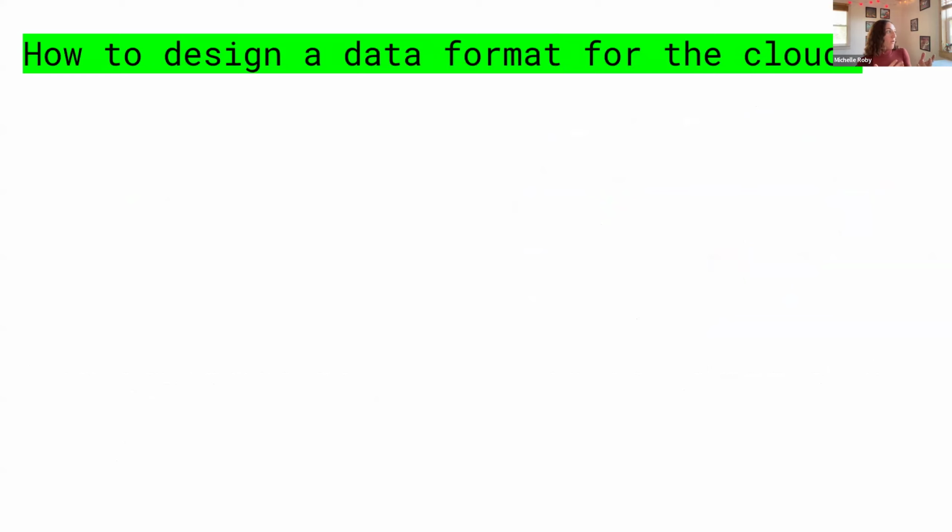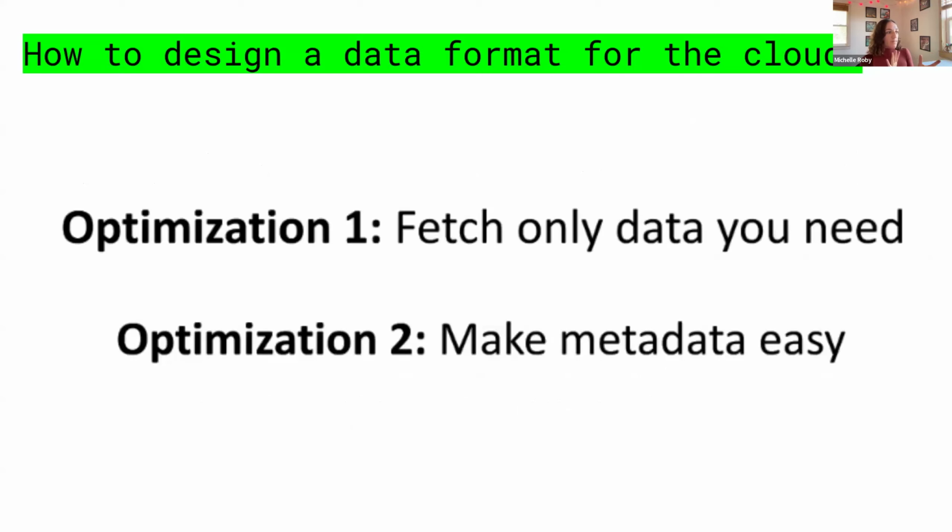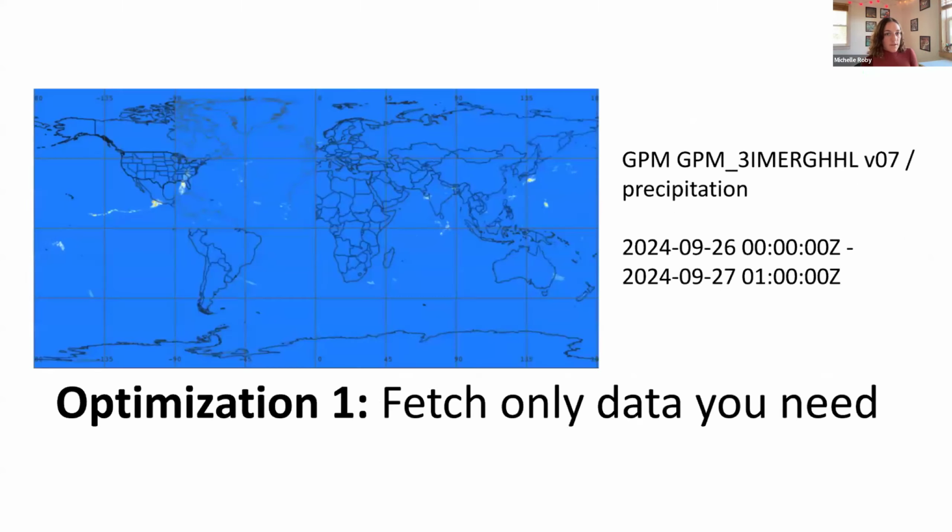I'll ask the question of how to design a data format for the cloud. And the two overarching aspects that we want to look at are using addressable chunks and tiling, and consolidated metadata for those chunks and tiles. And what that ends up looking like for the first one is fetching only the data that you need. If you don't need an entire scene of the entire US, you don't get the entire country. And then the second part is making metadata easy to use.